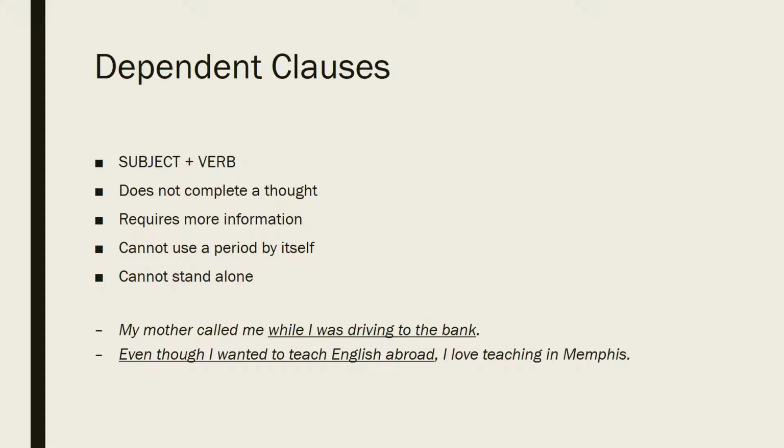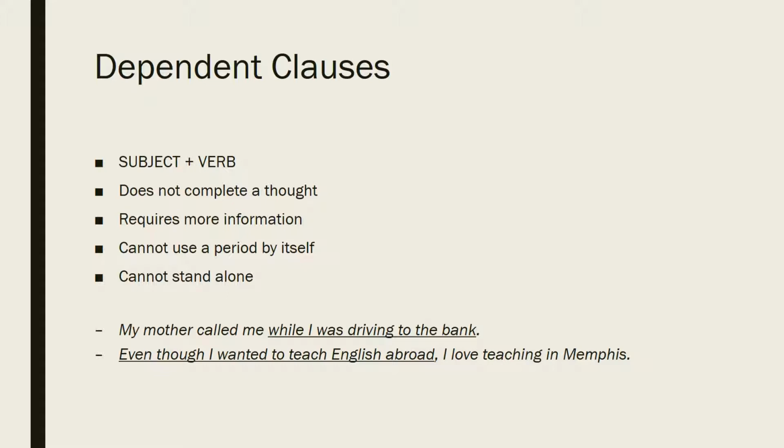Okay, so now let's move on to dependent clauses. Dependent clauses are exactly how they sound. They depend on other information. Like all clauses, they contain a subject and a verb, but a dependent clause is not a complete thought. It requires some more information, so therefore it cannot use a period by itself and it cannot stand alone.